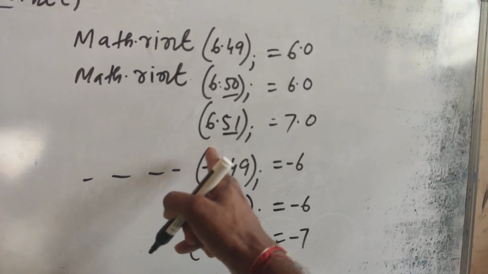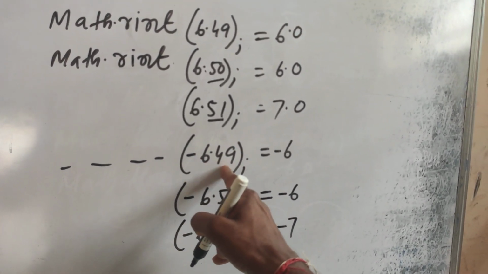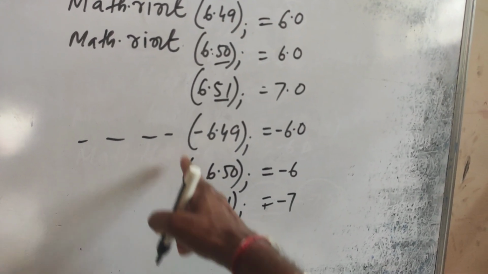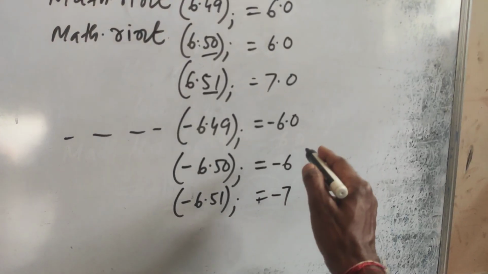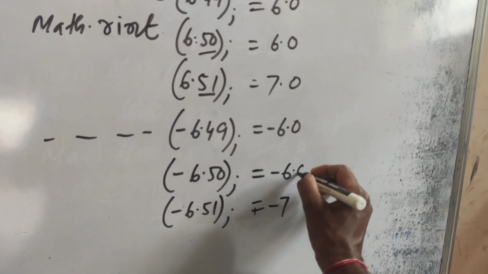Same cases for minus values. Minus 6.49, minus 6.0 will come. Minus 6 point something for rint now. Okay, minus 6.50, minus 6.0.